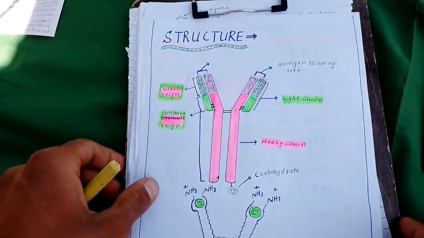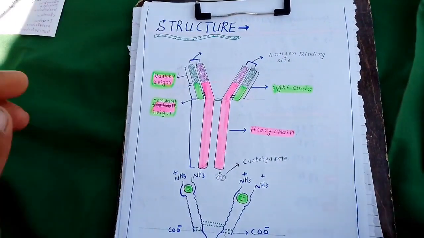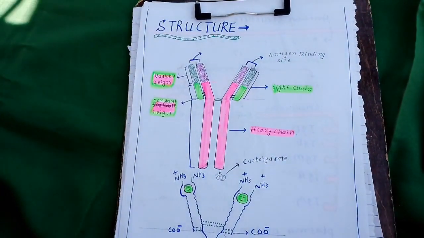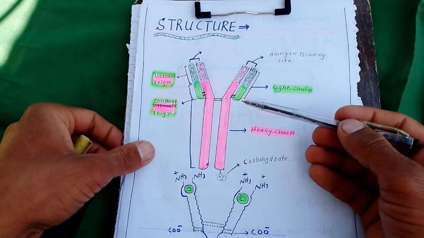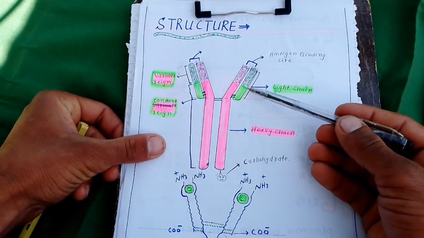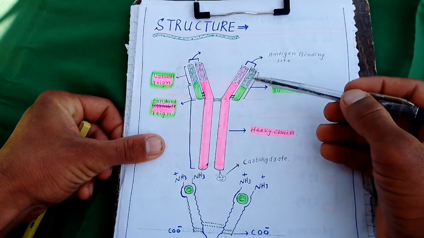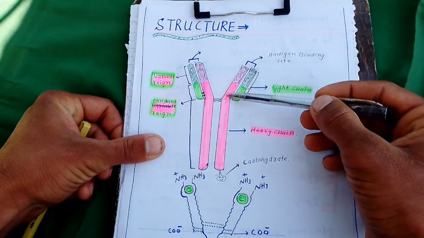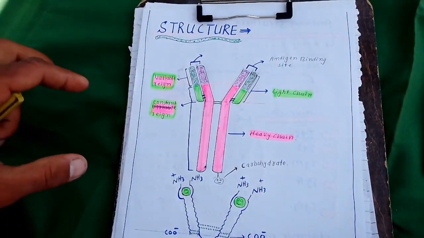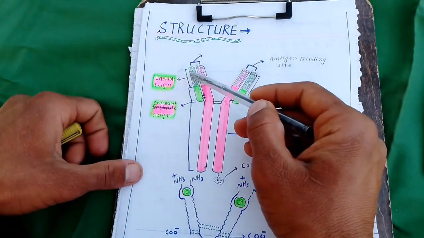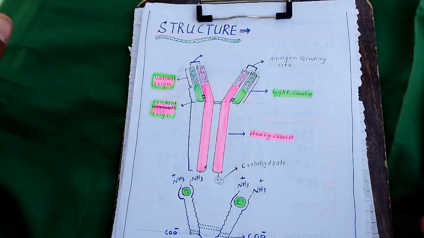Now, what is the structure of antibody? This is a very simple model. Antibody consists of four chains. This is one chain, another chain, another chain, and another chain. Antibody mainly consists of four chains: two light chains and two heavy chains.